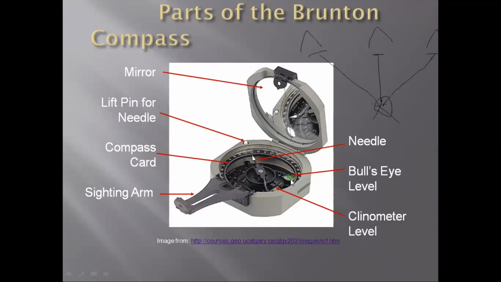Then we have this one, the bubble, that is the bullseye. It is a level that we use. And then there is another one, this small one, we call it the clinometer level. It is the same that mostly the construction workers and the masons use for building during their construction process. These are some of the parts of the Brunton compass.